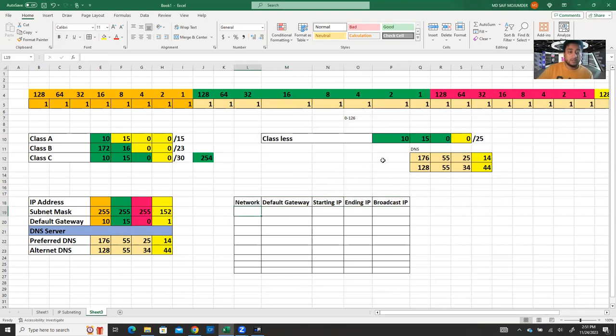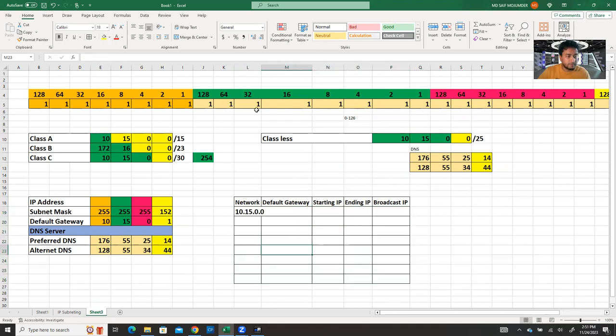Okay, the network first. If it is this, then we directly write it down here: N dot 15 dot 0 dot 0. So this is our network. I don't know why it's small. I'll make it big. Okay, I'll just go for 18.